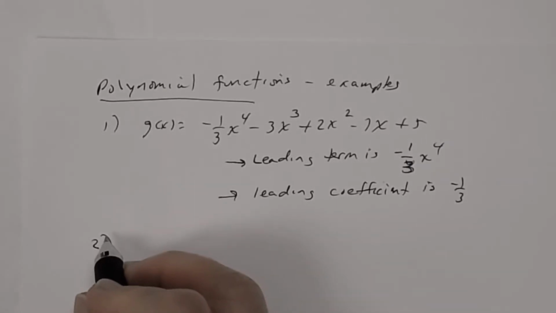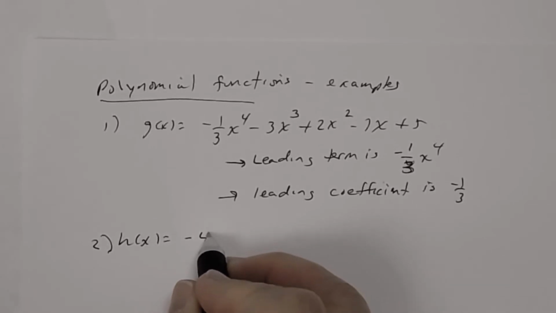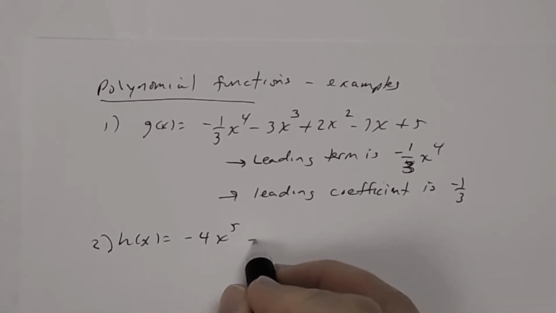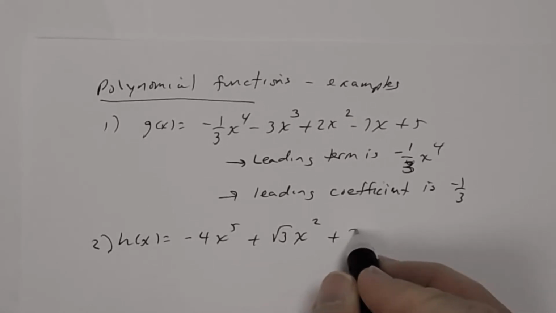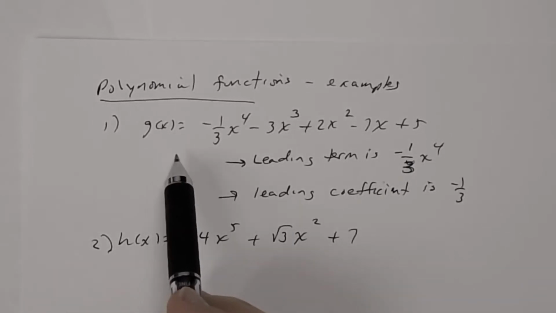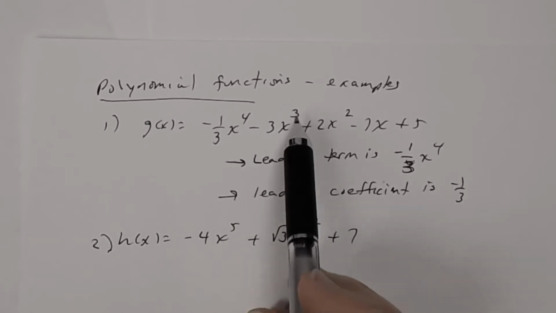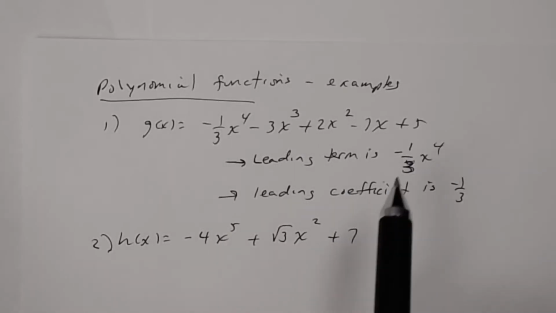Number 2, we have h of x is equal to negative 4x to the fifth plus the square root of 3 x to the second power plus 7. All right. Now, I want to just mention this: you see how in number 1 you had an x to the fourth, you had an x to the third, you had an x squared, you had an x to the first, and then you had your constant.